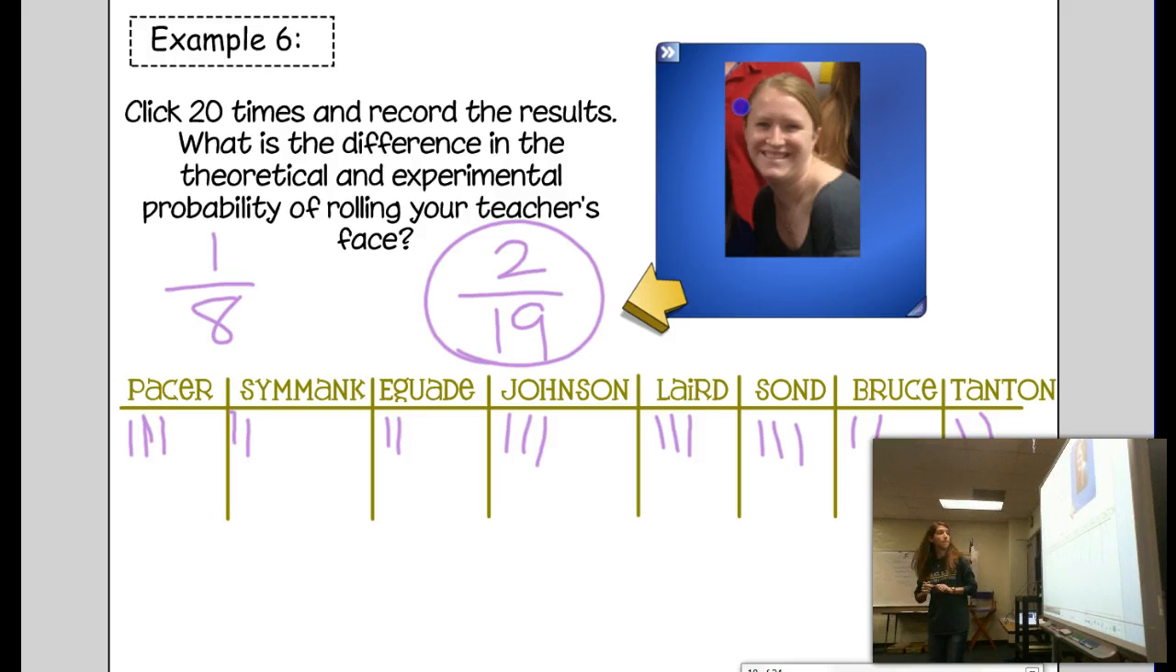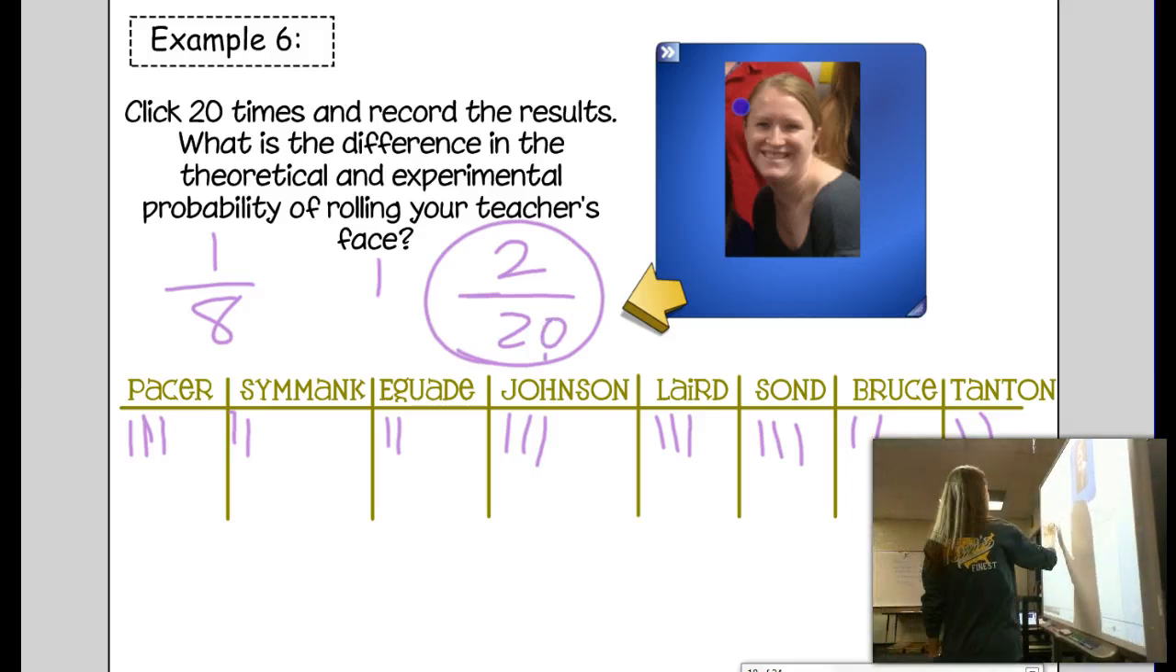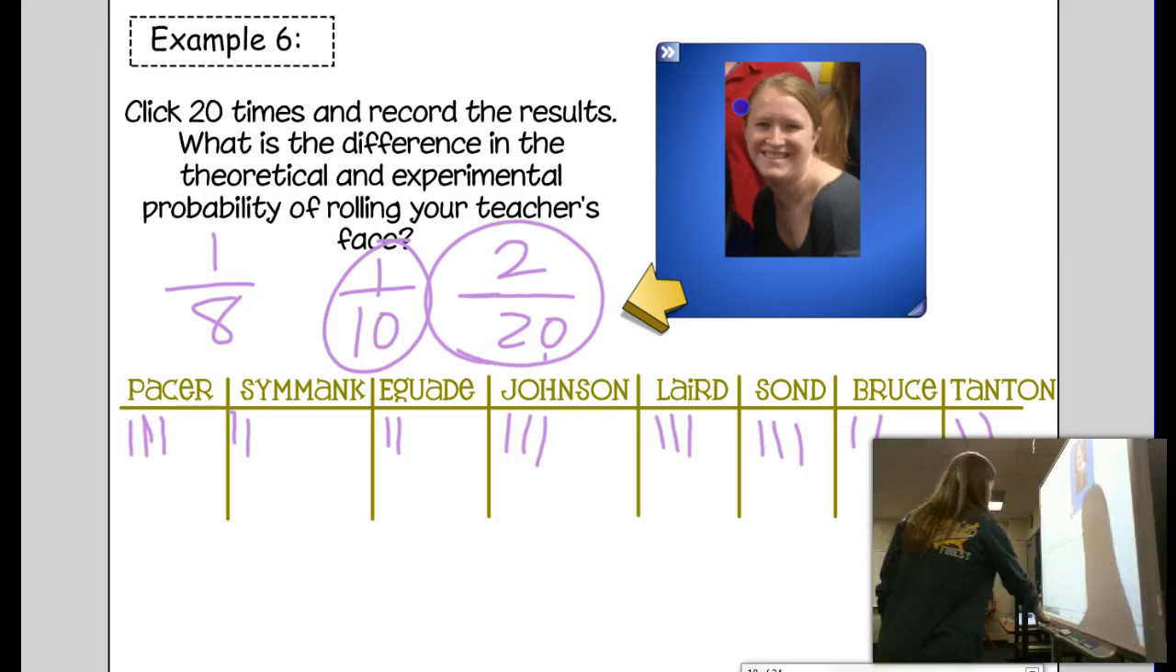That's 20. So someone did it twice? Oh, sorry. I let Lewison do it twice. All right, so 1 out of 8. Well, this is easy to compare now that it's 2 out of 20. 1 out of 8 is what should have happened, and it happened 1 out of 10 times. So it happened a little bit less than what should have happened. Does that make sense? This lesson is now over.